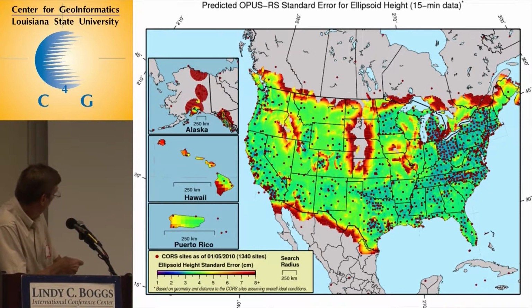So if you see colors like here, it's 1 to 2. This is up to 4. So you can see like this blue stuff is 1 to 2 centimeters, and then you get over here and you get a little bit more, to 3 or 4.